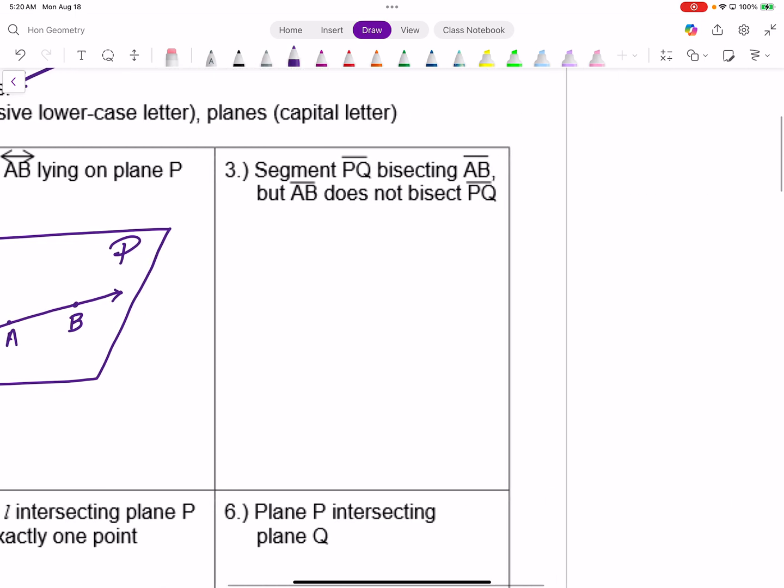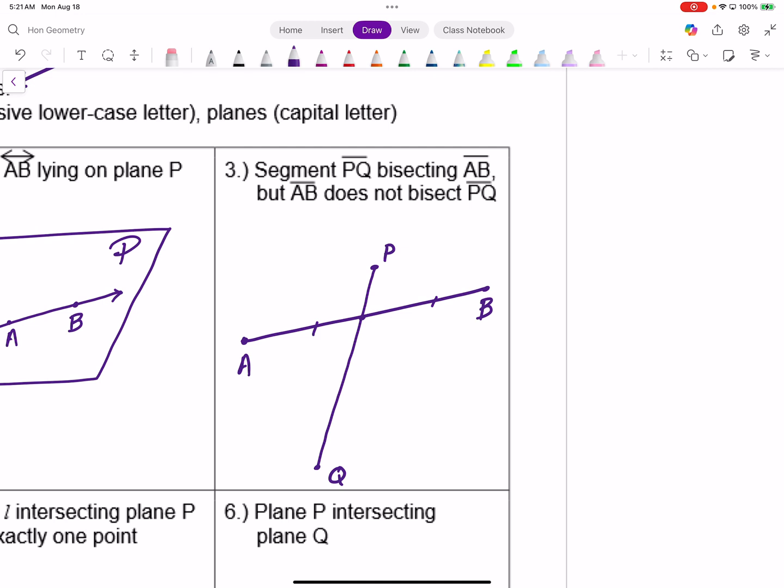Okay. All right, so this one we got segment PQ bisects AB. Okay, so let's draw segment AB. If it's getting bisected, it's going to get cut in half. So I have to put the tick marks to show that it's getting cut in half. And then PQ needs to go through that point that's called the midpoint. P would be one end, Q would be the other, and it does not get bisected.